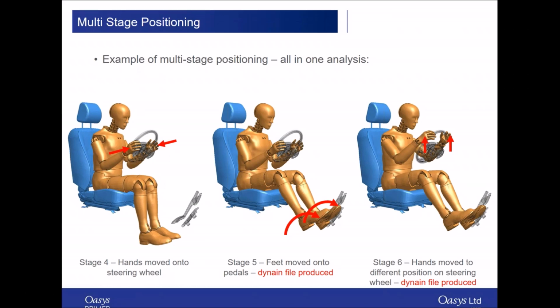Now, at the end of stage 5 here, the middle one, you can see we're in our final position, so we can produce a dyna.in file then. But let's say you also wanted to try the hands in a different position on the steering wheel. You can continue your analysis and move the hands up a little bit, and at the end of that stage, produce a dyna.in file. And you can do as many of these as you want, all in one analysis.